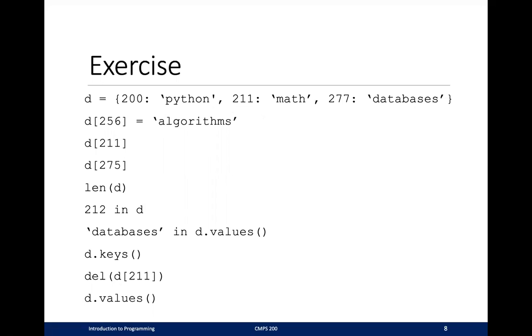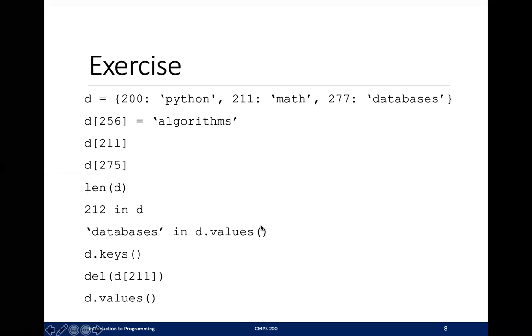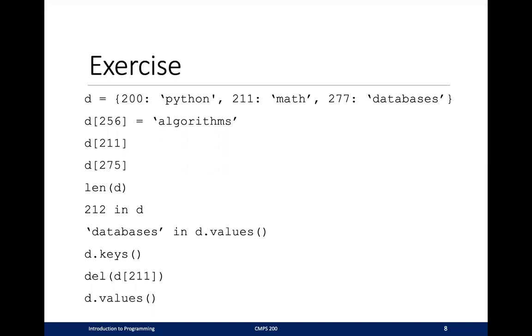And then 212 in D is a Boolean expression, so it returns true or false. How does it evaluate this? It checks whether 212 is part of the keys of this table. It's false; 212 is not part of this dictionary. When I say databases in D.values, D.values is a method that returns a list containing all the values in the dictionary. So is databases part of the elements of this list? Yes.